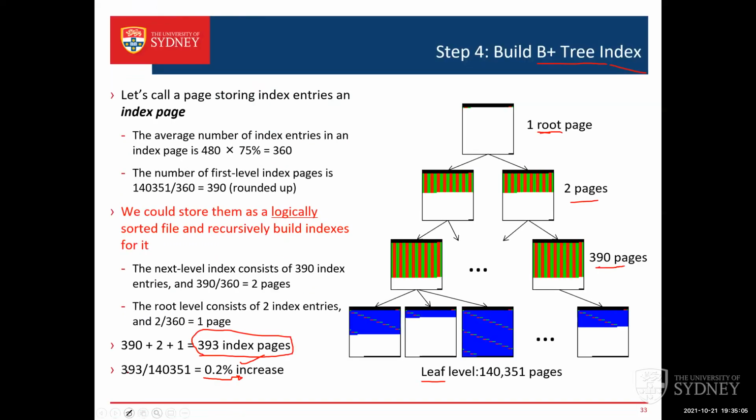Someone is asking, what is the meaning of this? This one is the increase. This one was the actual pages, right? How many pages did we have? And this is the increase, the number of index pages. These multiplied by 100 divided by the actual pages that I had will give me the number of extra pages that we need, in percentage.